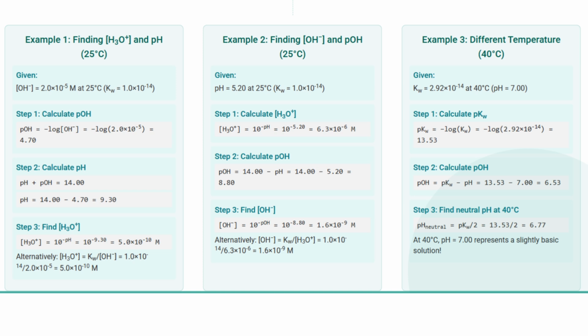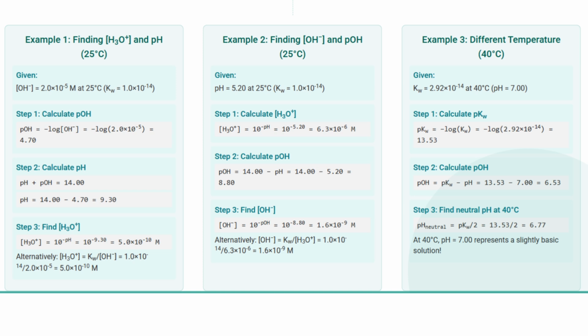Step 2. Calculate pOH. pOH equals 14.00 minus pH, which is 14.00 minus 5.20, giving us 8.80. Step 3. Find the hydroxide ion concentration. OH minus equals 10 to the negative pOH, which is 10 to the negative 8.80, which equals 1.6 times 10 to the negative 9 molar.